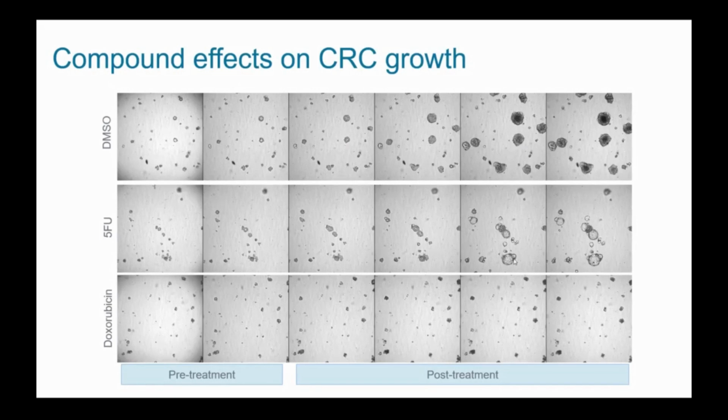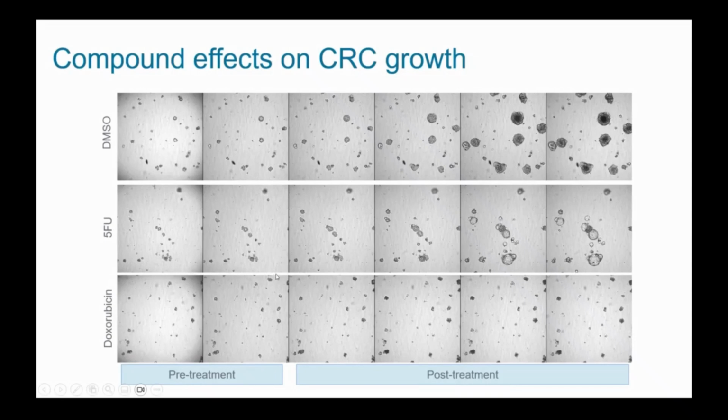On this slide, I have put together images from the same well over time. Each row represents a different compound treatment, and the top row here is the control, the DMSO control. Going across the screen from left to right, the x-axis represents the days in culture. With the control group of organoids, you can see organoid growth over time.